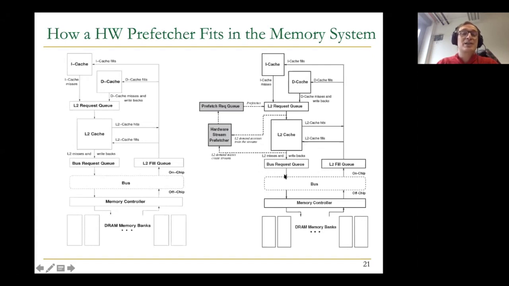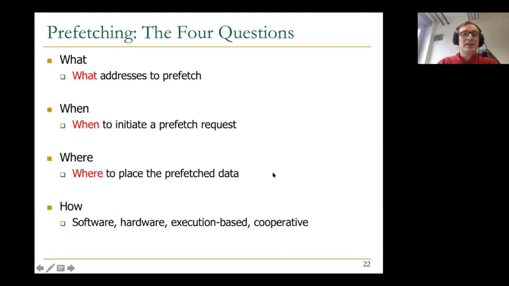So keep that in mind. So this problem becomes interesting and complex at the same time. Okay, so now let's talk about, regardless of where the prefetcher sits, regardless of whether it's software or hardware, regardless of whoever designs it, you have to answer 4 questions whenever you design a prefetcher, basically. And these are what, when, where, and how.